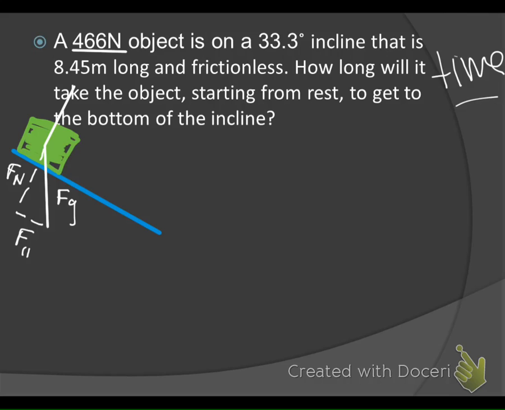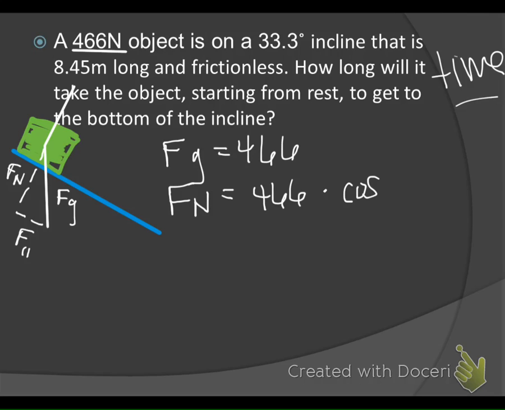Do we need to solve for Fg, or is Fg given to us? Okay, so Fg we know is 466. So we can take that part out of the problem. Okay, we can go ahead and solve for the normal force. If we want to solve for normal force, we're always going to use cosine. Okay, so we're going to take 466 times cosine of 33.3.